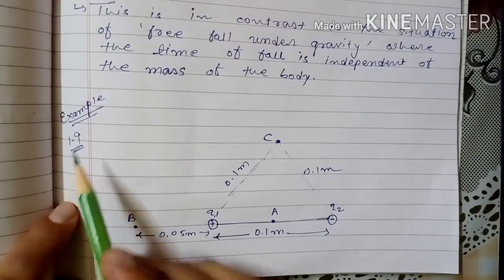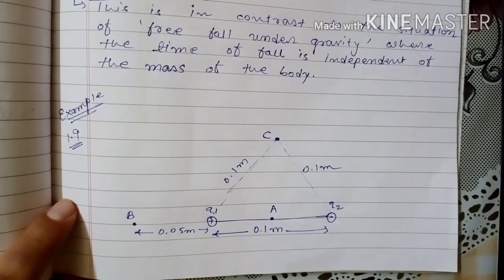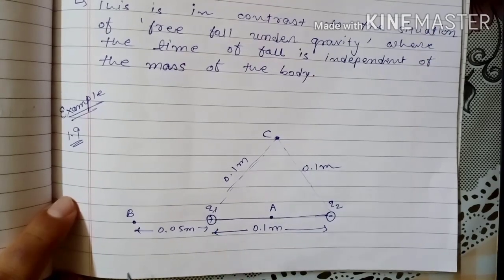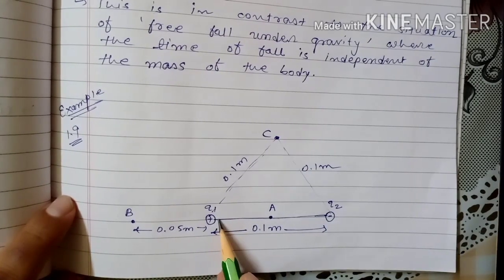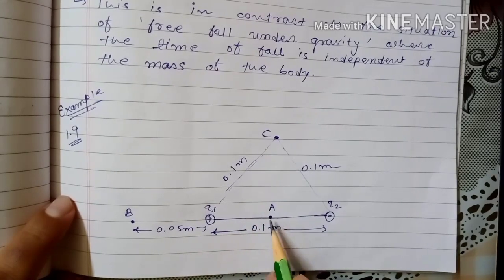Okay, solution of example 1.9. First, we have to find the electric field at point A. If we consider the electric field at point A due to the first charge, then the direction of the electric field due to a positive charge is in which direction? Radially outward. It means the direction of the electric field at this point is away from Q1.